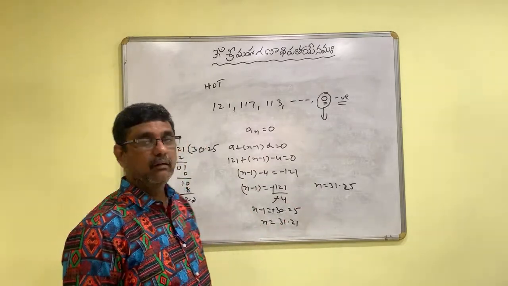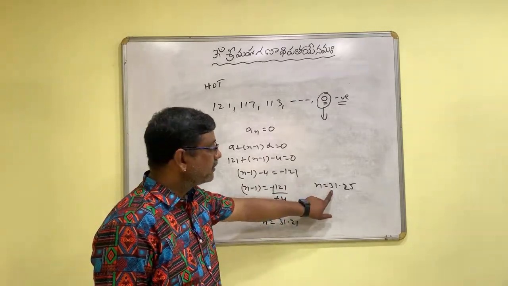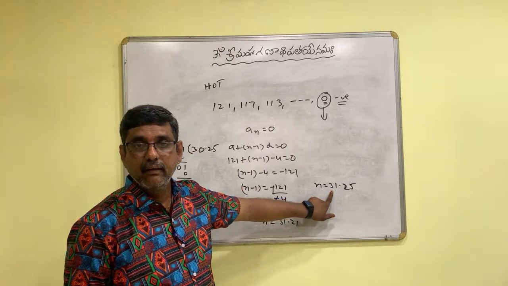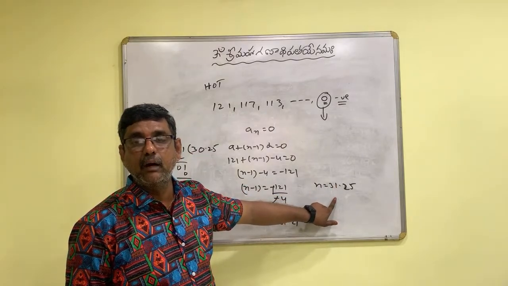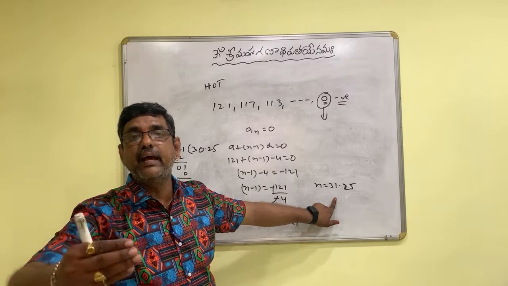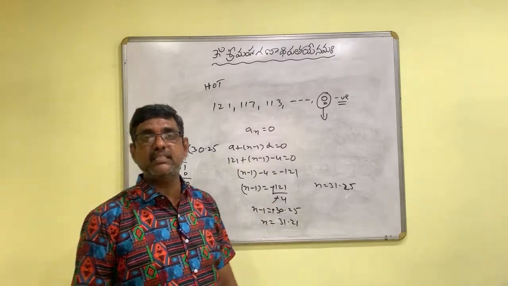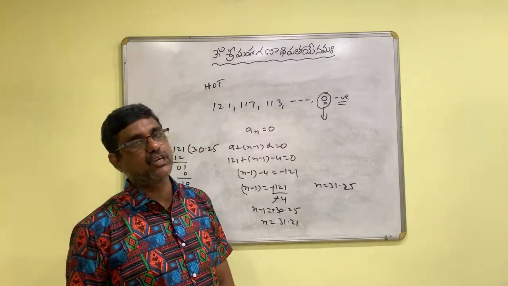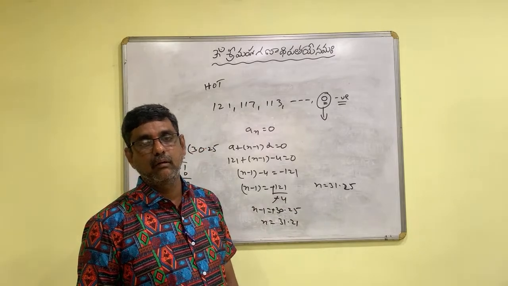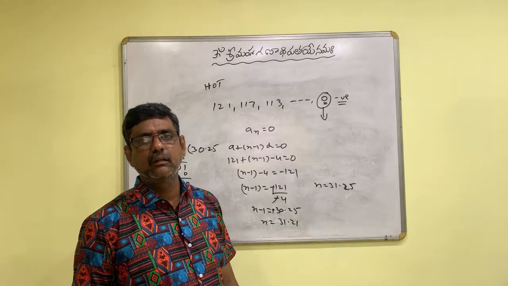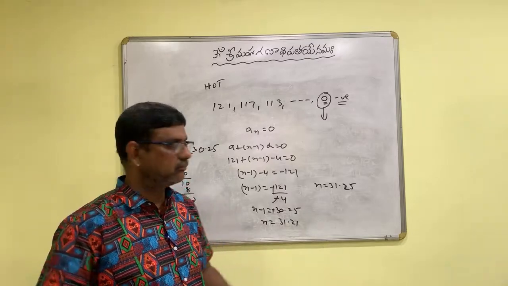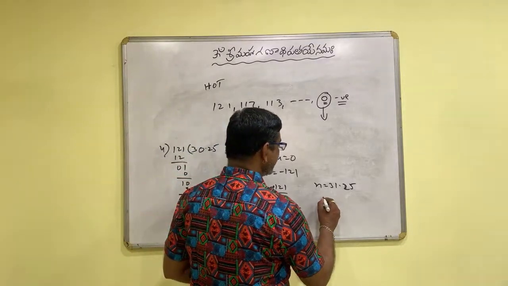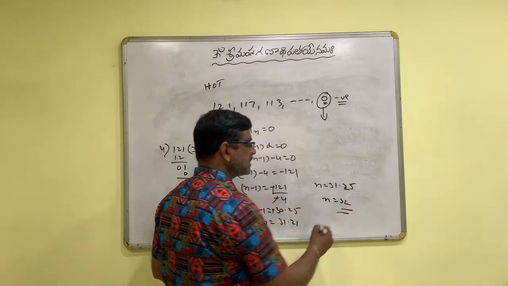Next one. But if you observe, the 31st term is very much near to 0. Okay? That means the 32nd term is the first negative term. That's all. The 32nd term is the first negative term.